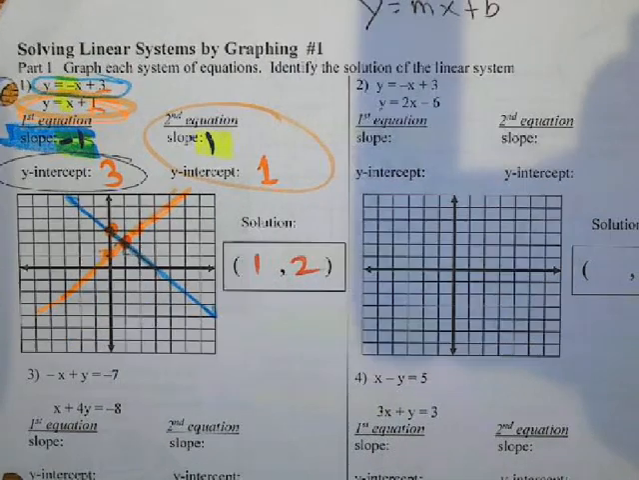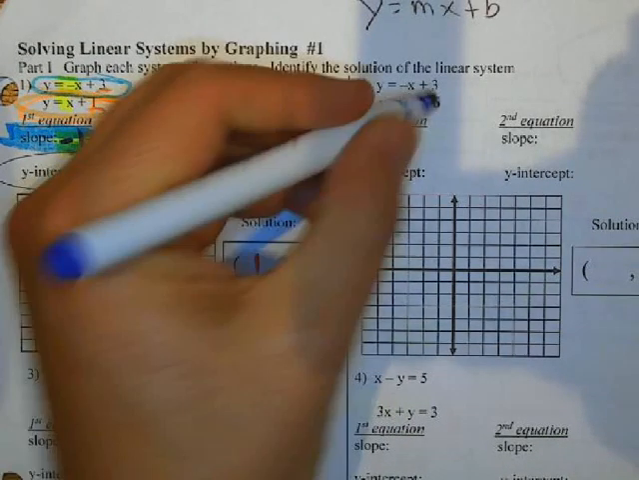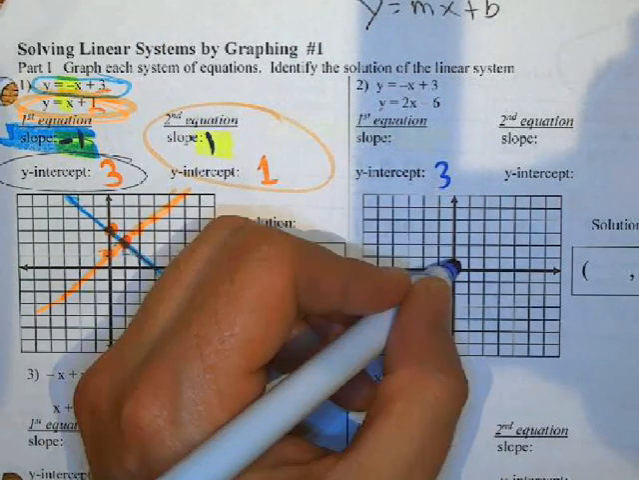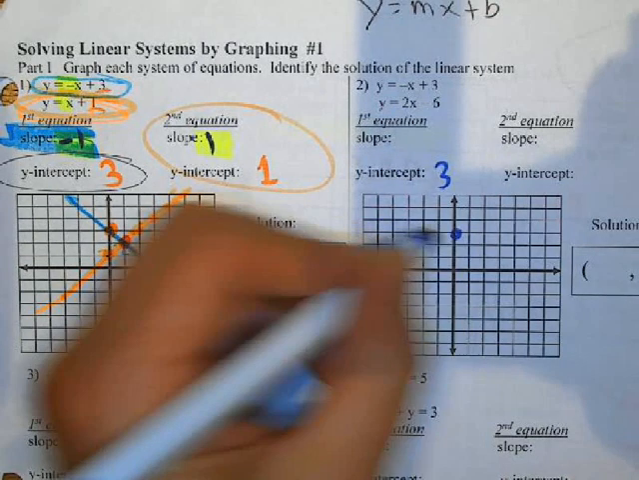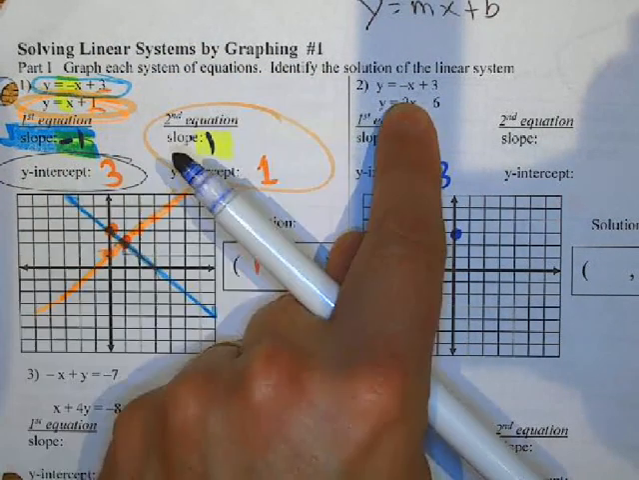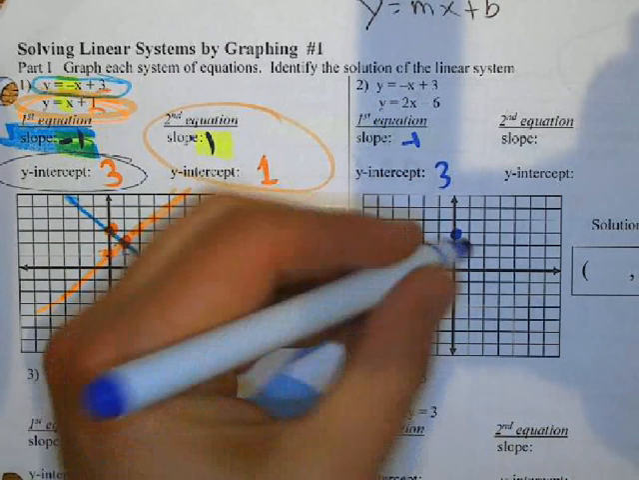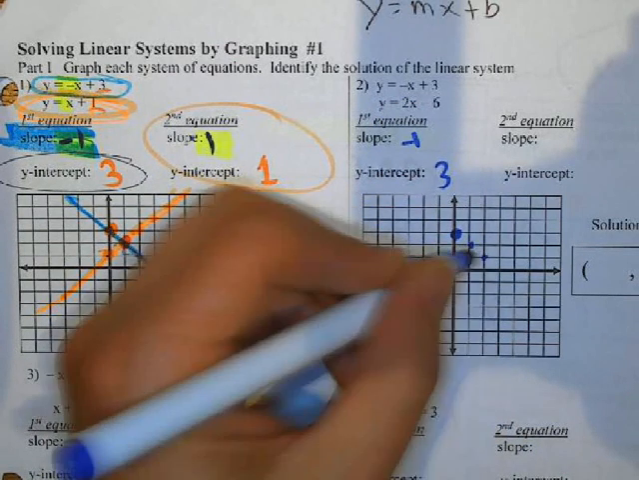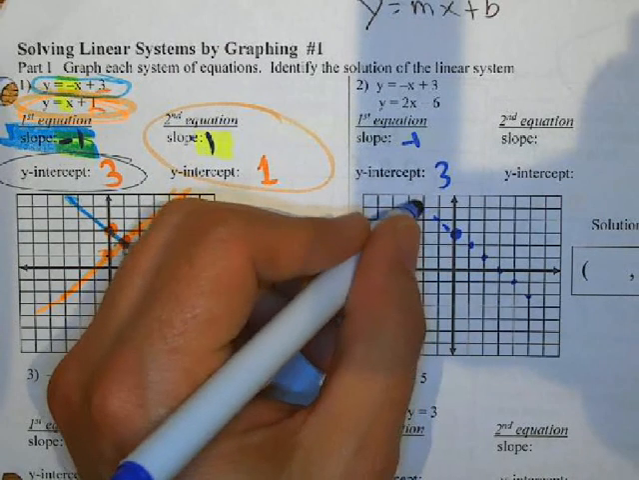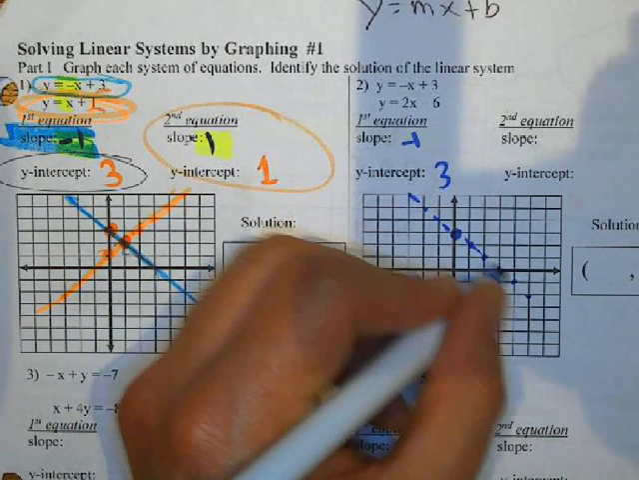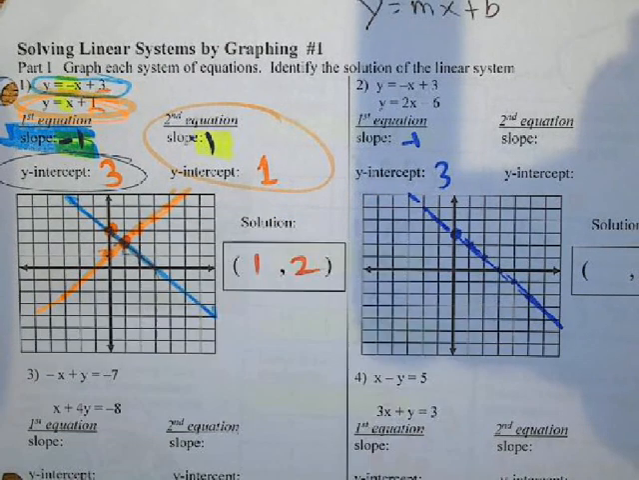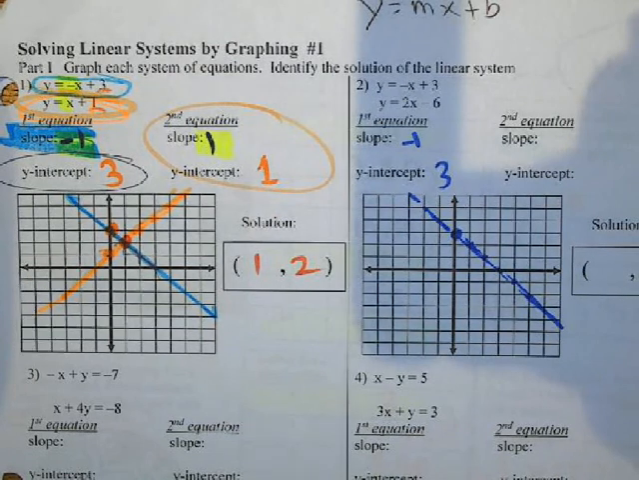So let's do this one together. My y-intercept is 3, so I'm going to go up 3, 1, 2, 3. And my slope is negative 1 because it says negative x. So that means I'm going to go down 1 over 1 as I do this. And that's for this equation.